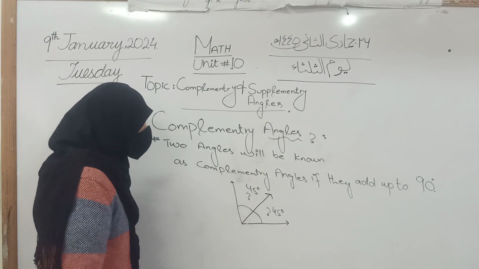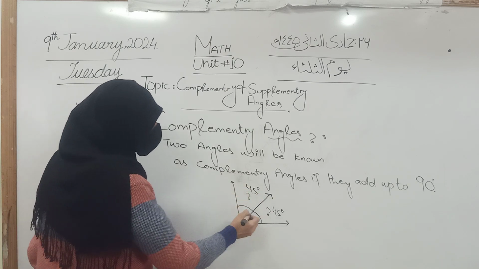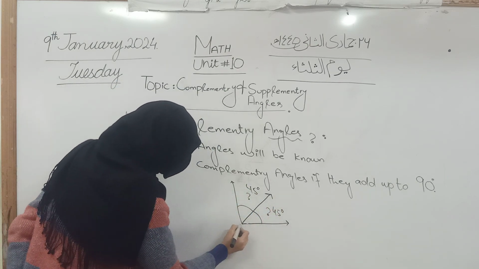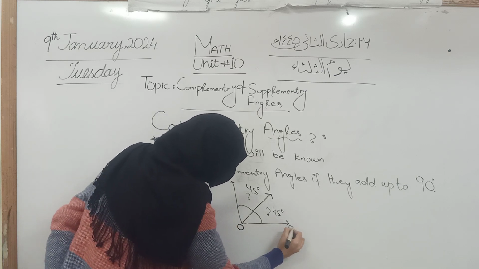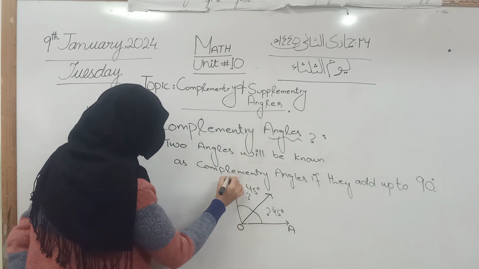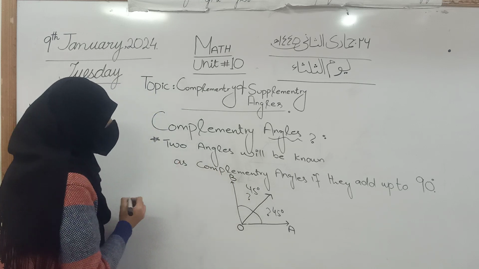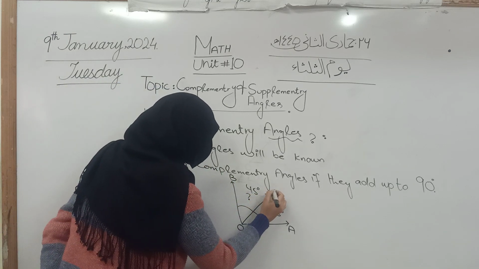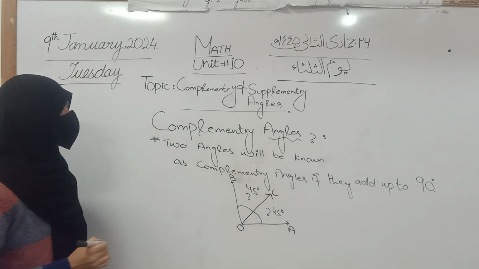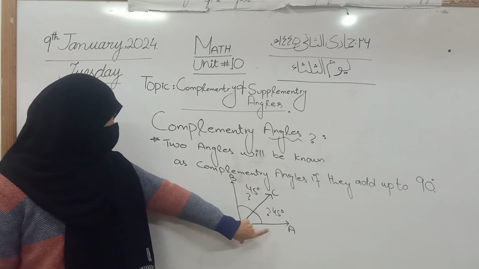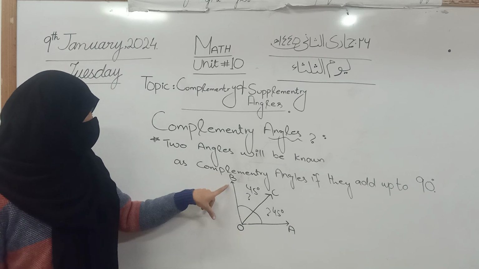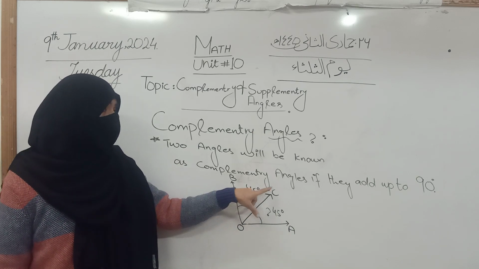What does it mean? If I am adding up these angles, let's suppose this is common vertex O, this ray is OA, and this ray is OB, and I am giving the new ray the name C. Now this is common vertex O, this is OA, this is OB, and this is OC.